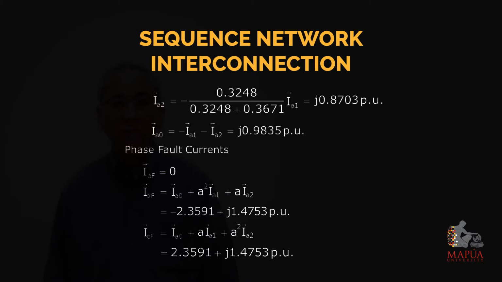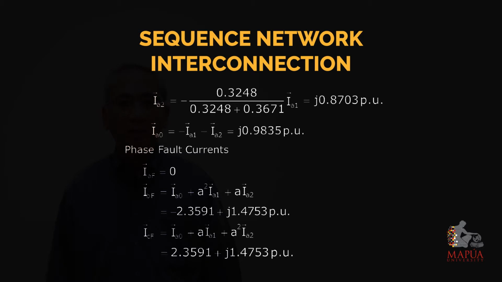Thus, for the phase currents, we can now solve for IA during the fault. IAF is equal to 0. IBF is equal to IA0 plus a squared IA1 plus a IA2, which is equal to negative 2.3591 plus j1.4753 per unit.